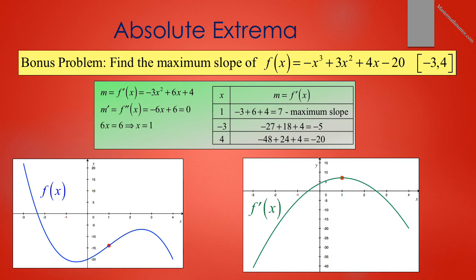The second graph shows what we did algebraically. It is the graph of the slope, which is f prime of x, which is negative 3x squared plus 6x plus 4. We were interested in maximizing that slope, and we found that that occurred at x is equal to 1. When we plug 1 back into the expression for the slope, we ended up getting 7.